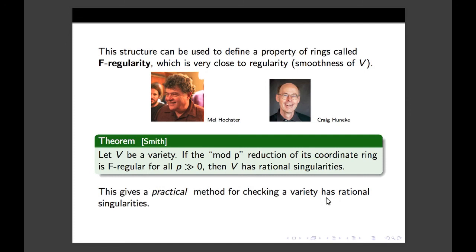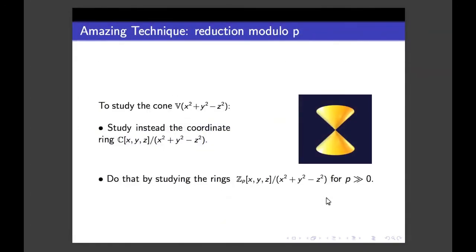I'm oversimplifying and lying a bit, but this statement is basically true, modulo the imprecision. It's pretty precise, at least if my variety is defined by integers. So, for example, let's go back to the cone. What we're saying is it will have rational singularities if all of these rings, for large p, are F-regular, this thing that Hochster and Huneke defined. And it does. These rings are F-regular, and this ring does have rational singularities, which is good because we verified that by looking at the resolution as well.